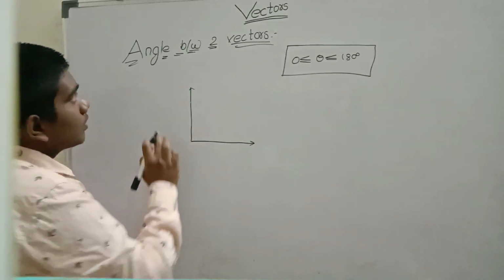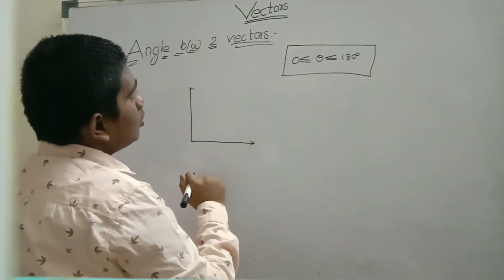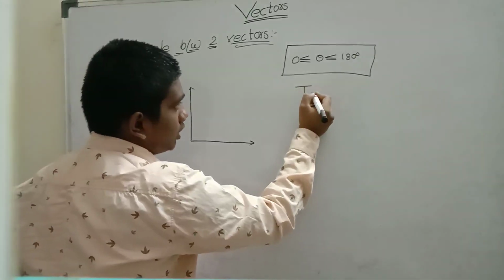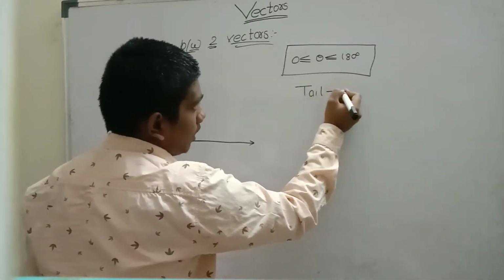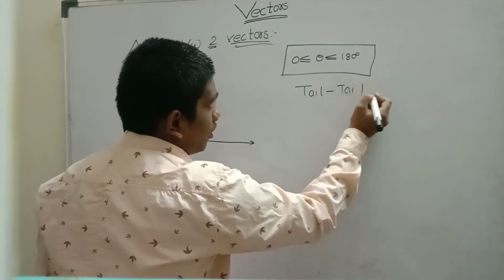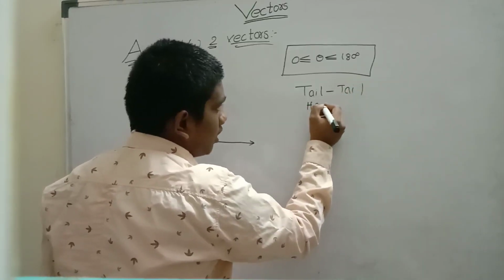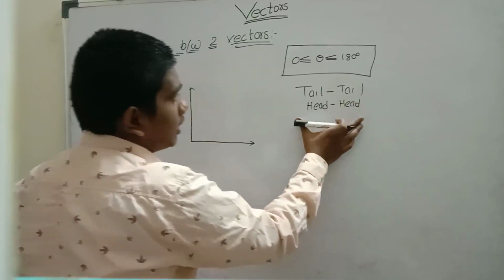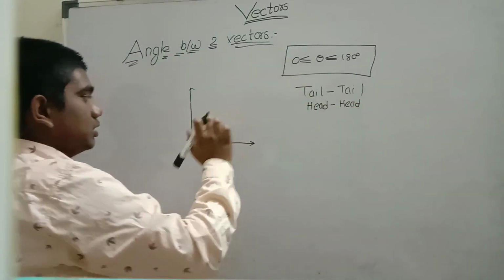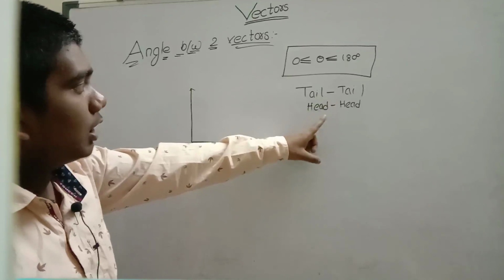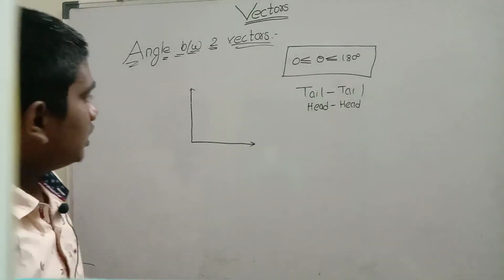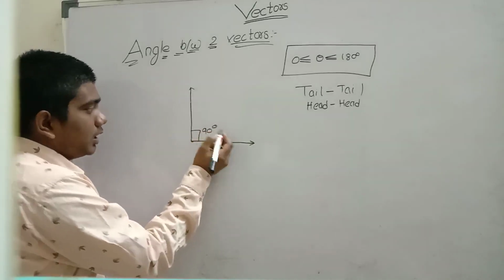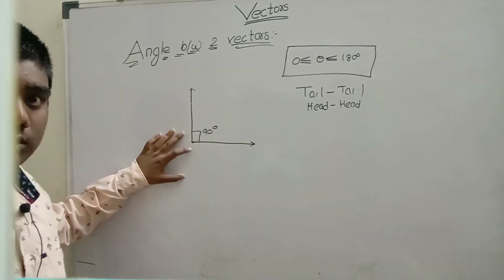And to find the angle between two vectors, they should follow the tail to tail rule or the head to head rule. These are compulsory. They must follow the tail rule or the head rule. Here theta in between these vectors is 90 degrees.